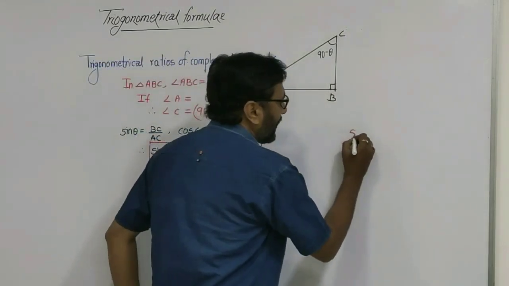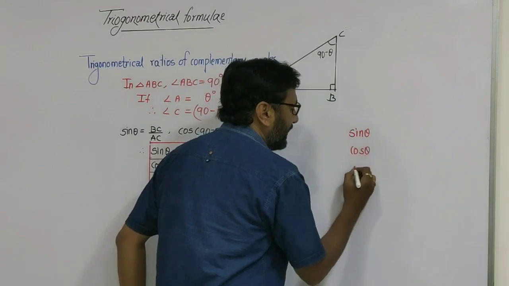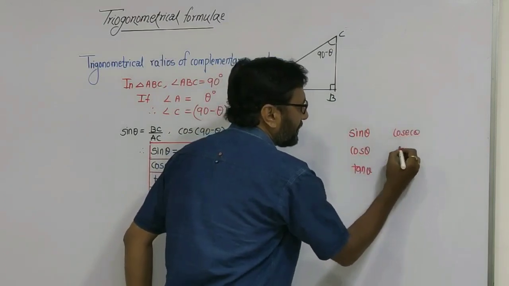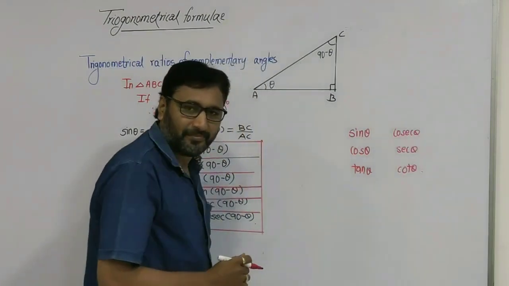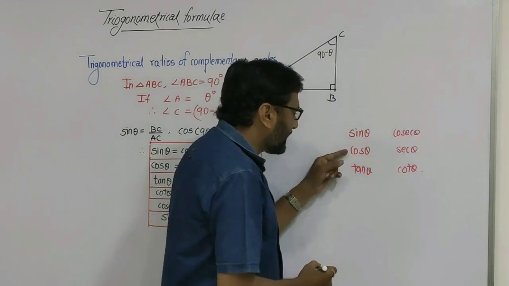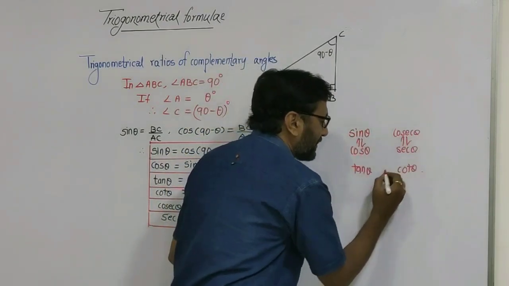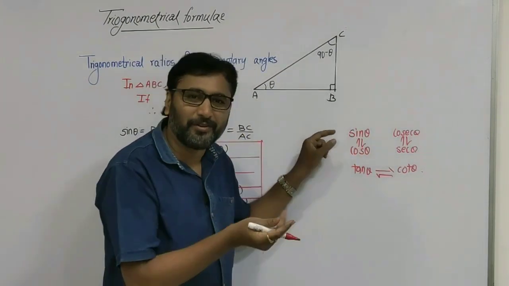Using this trick, you can remember these formulae: sin theta, cos theta, tan theta, cosec theta, sec theta, and cot theta. You know, sin theta and cos theta are the neighbors of each other. These are the neighbors of each other. These are also neighbors of each other. So when we say neighbor, we use 90 minus.